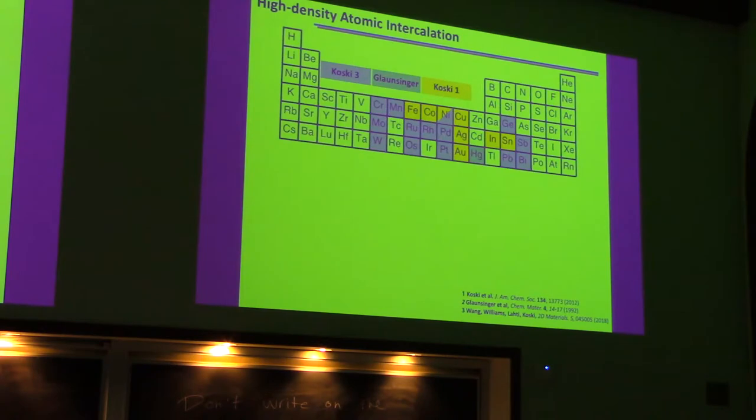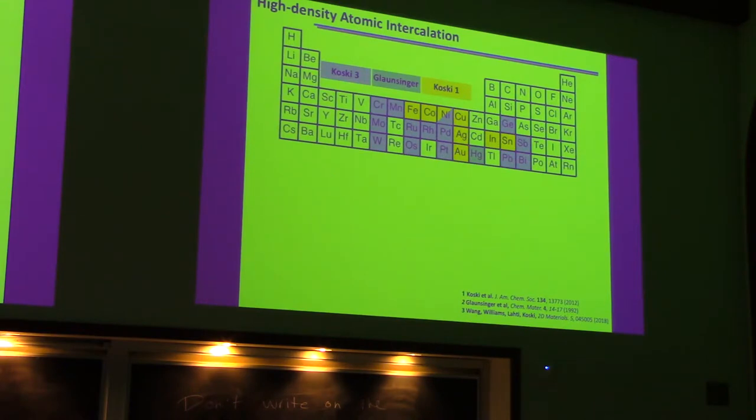So all of these different elements. And I've been working for a long time to try to figure out how to get all of the elements of the periodic table in. And this is what we've gotten so far. Of course, the first zero valent metal intercalated into any layered material was done with mercury. And this was done by the Glaunsinger group at Arizona State back in '92. Of course, it makes sense. You can dip something in mercury. The mercury is going to intercalate in. It's a liquid metal. It'll go straight in.